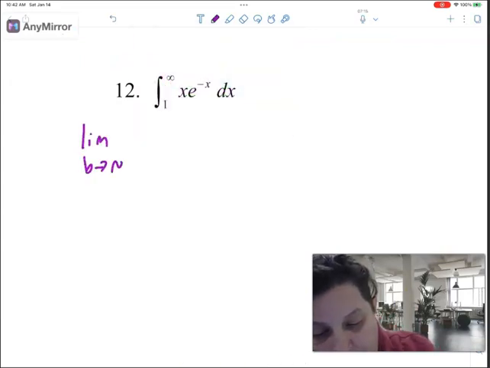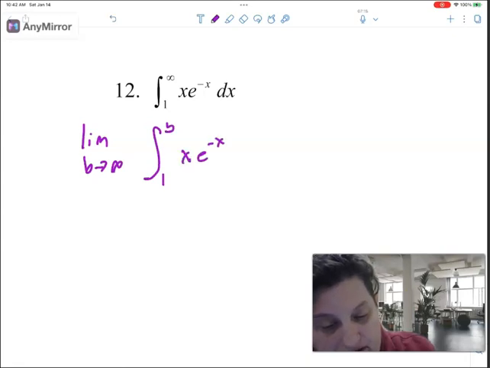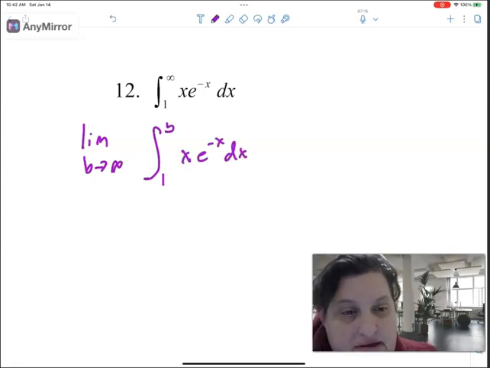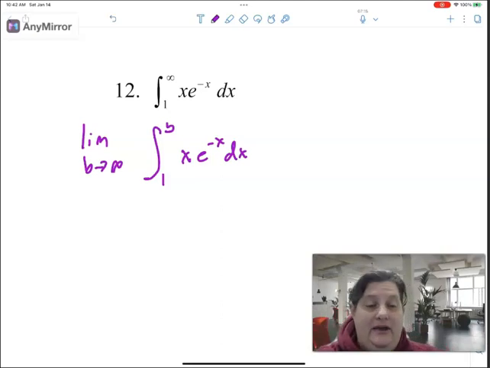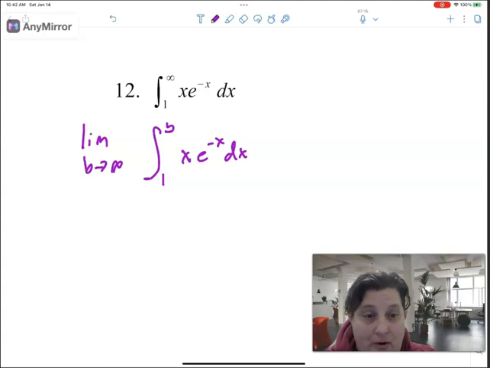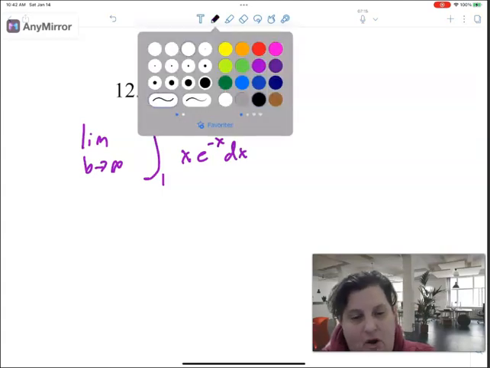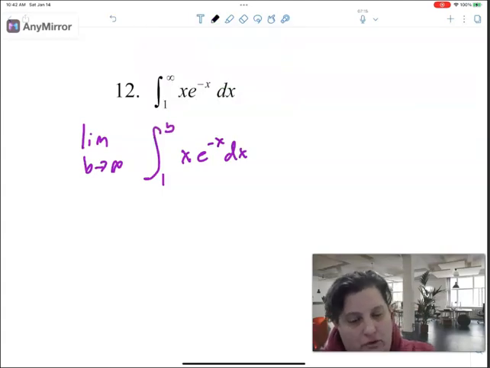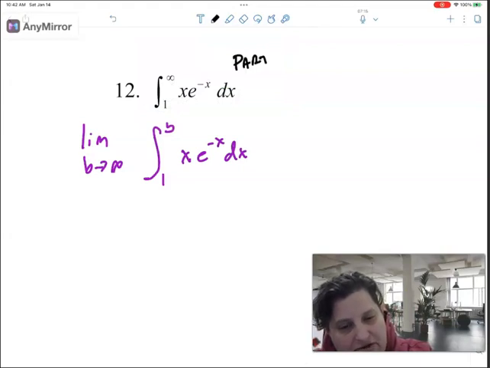Limit as we approach infinity, 1 to b of this. Now let's run through what we know. This is not a U sub problem. This is not partial fractions because it's not a fraction thing. It's kind of like the thing where we do product rule and we go backwards. You guys remember what we did for that? Ultraviolet voodoo. This is an integration by parts.